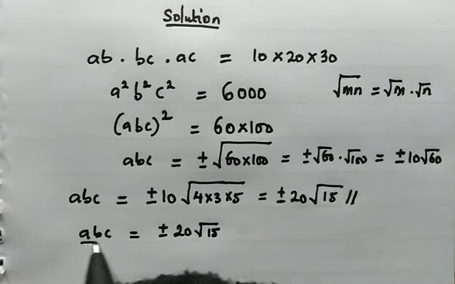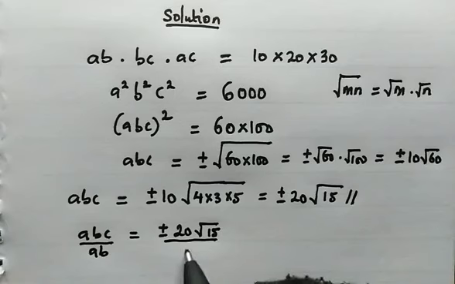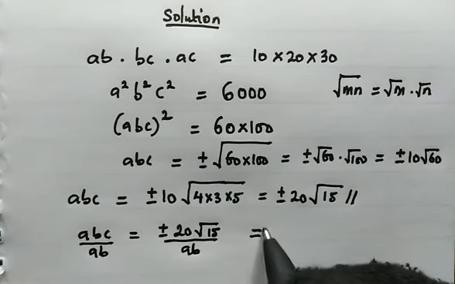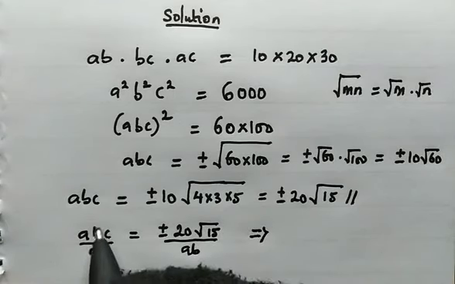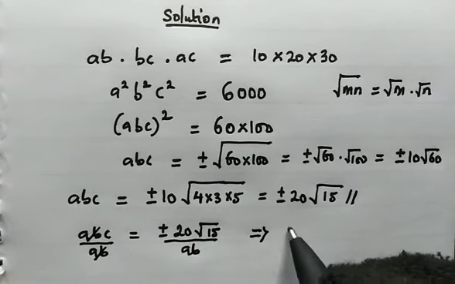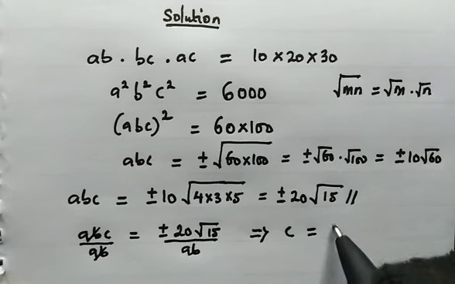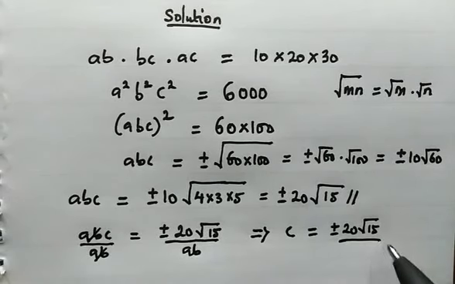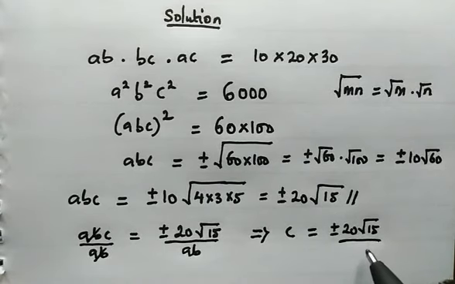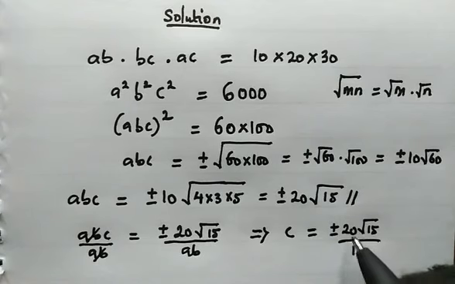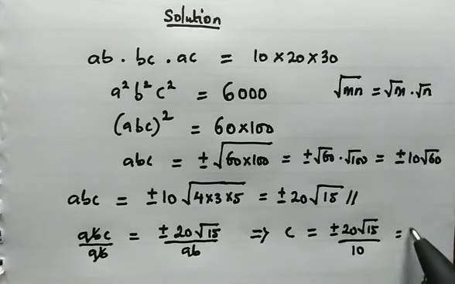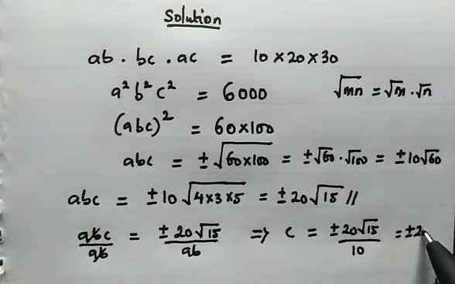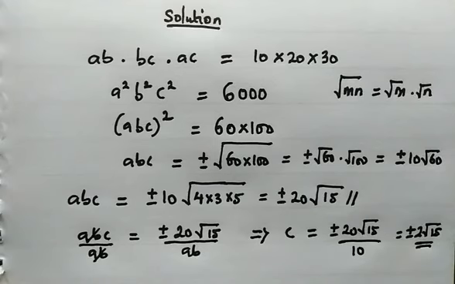Now let's go ahead and divide both sides by AB. So AB will cancel AB, and we're left with C. That C will be equal to plus or minus 20 root of 15 all over, remember, AB is 10. So we have 10 here. If you divide this, the 0 cancels the 0. So we have plus or minus 2 root of 15 for C.